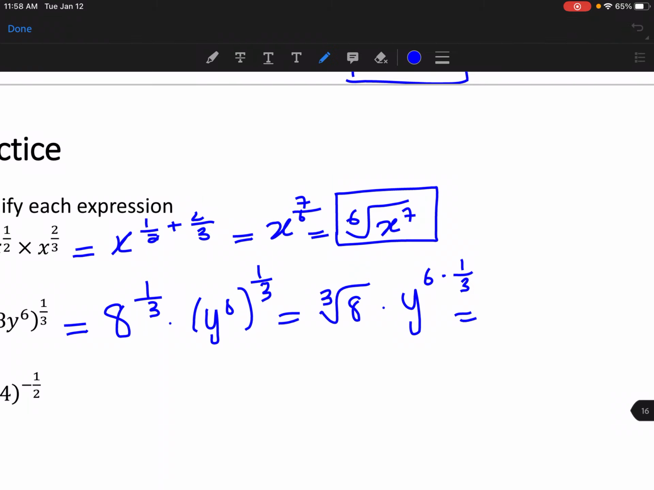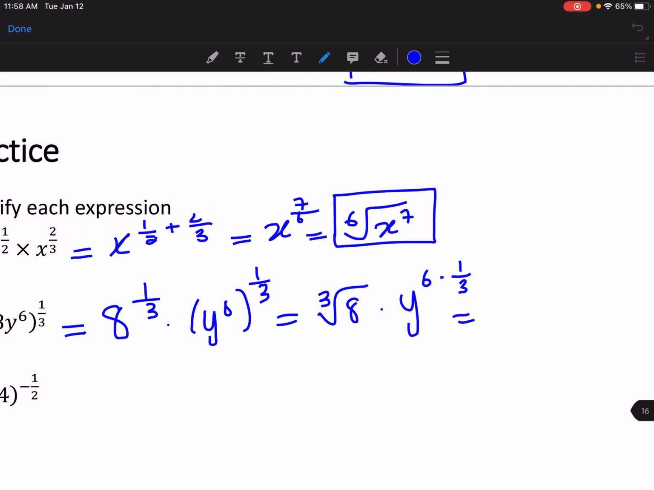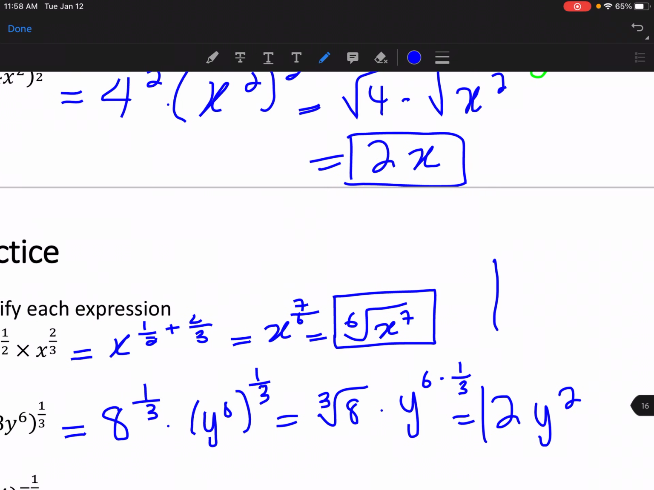The cube root of 8 here is 2, because when I multiply 2 three times, I get 8. And then y to the 6 to the 1/3, so this is 6 times 1/3, which gives me squared, so 2. So 2y squared is my answer for that.